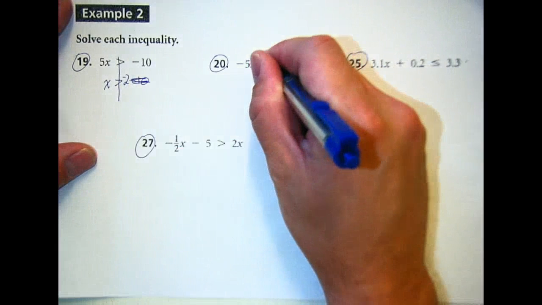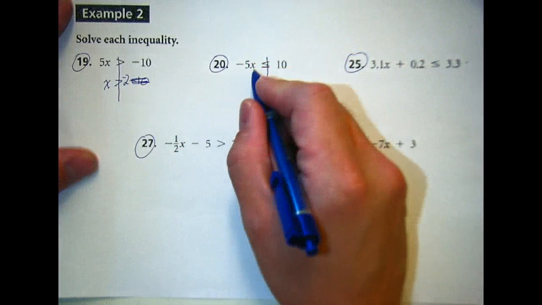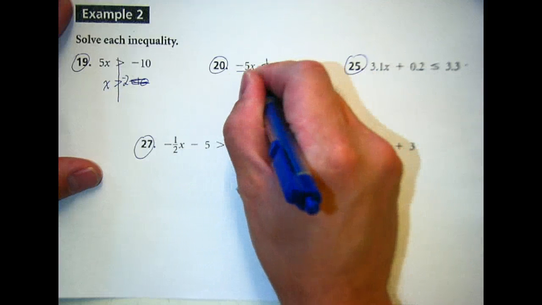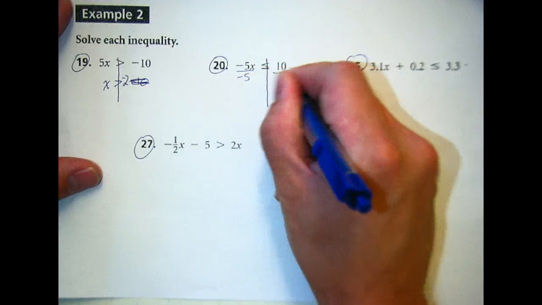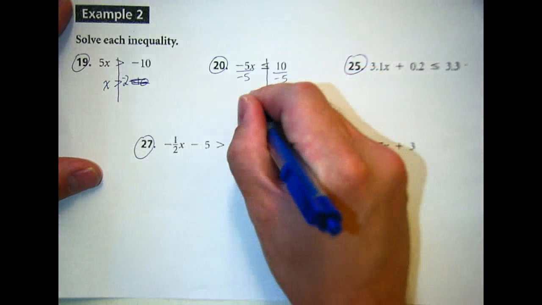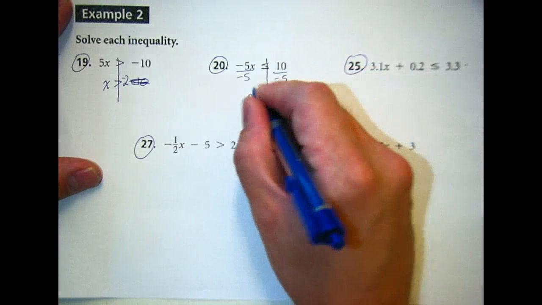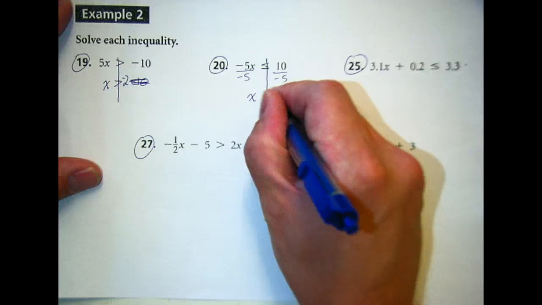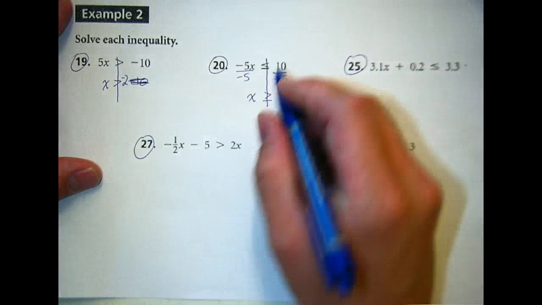On number 20, not much work I need to see. However, a rule for you to remember is when you multiply or divide by a negative, what happens? The sign flips. And I heard a few of you talking about that when I was walking around. Yeah, whenever you divide by that negative, that sign flips around. It flips over.